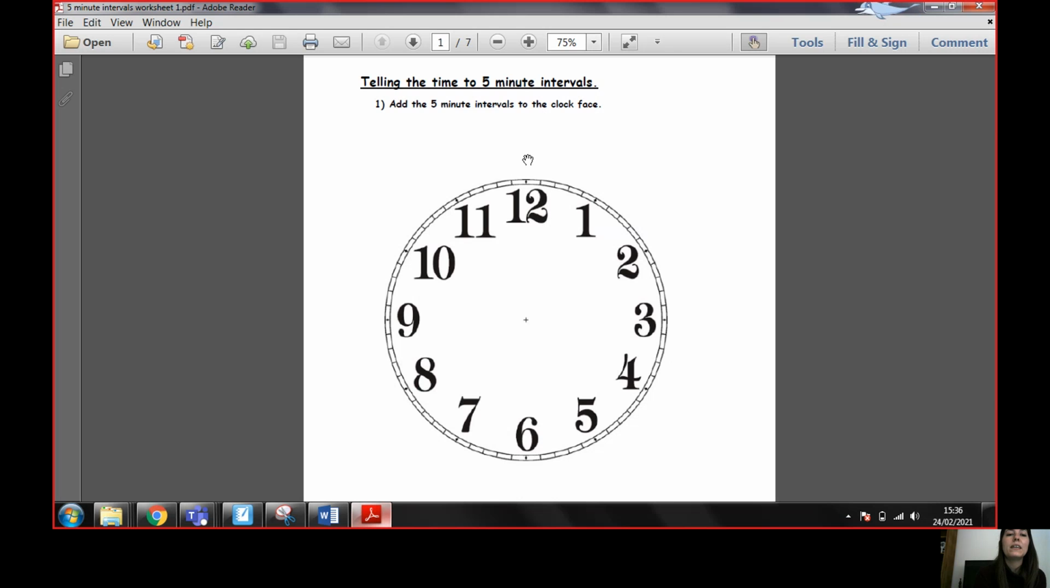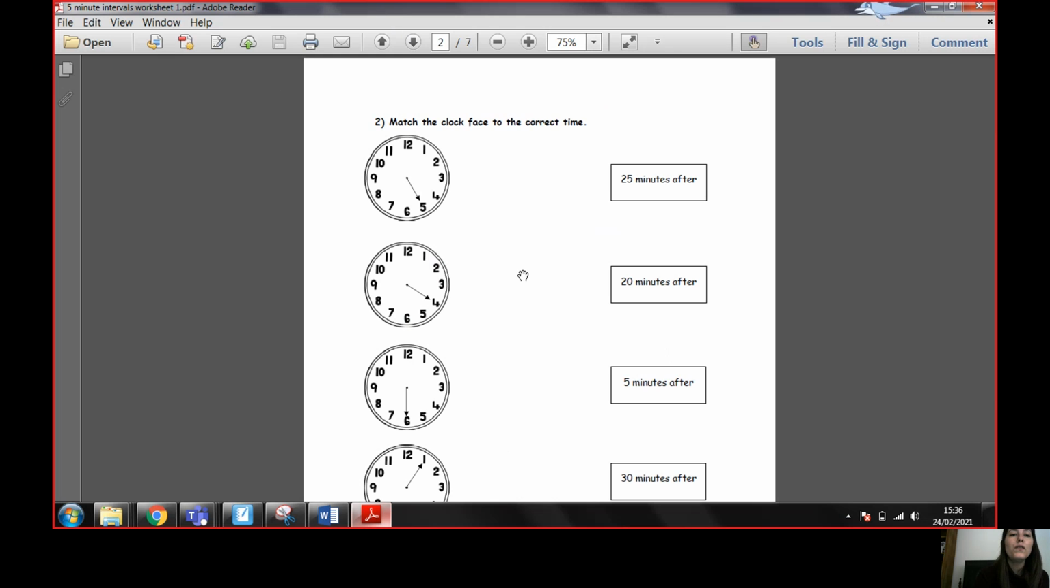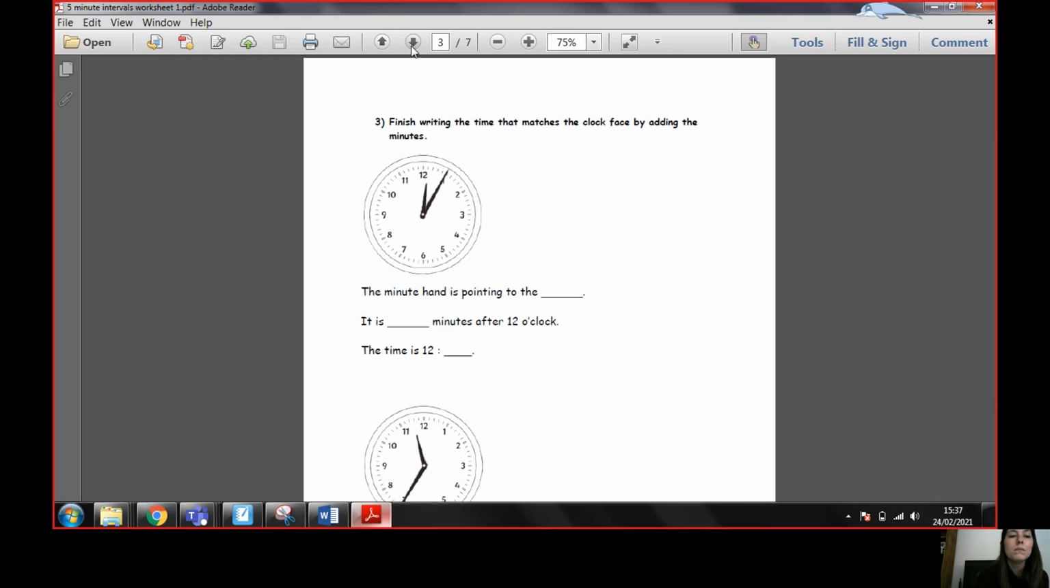Remember, the 12 is 0. What number goes next to each of these digits on the clock face? How many minutes do they each represent? Then your first one is to match the clock to the however many minutes after on the other side. They only have minute hands, so all we care about is you finding out how many minutes the 5 represents. Can you find the right answer over here? And then the same for the other clock faces.